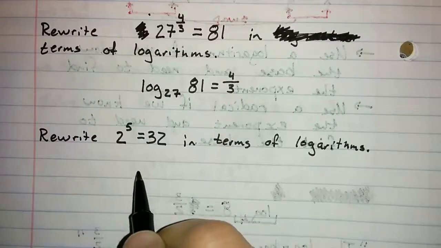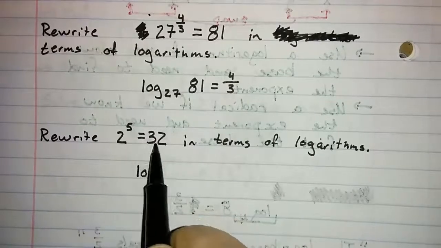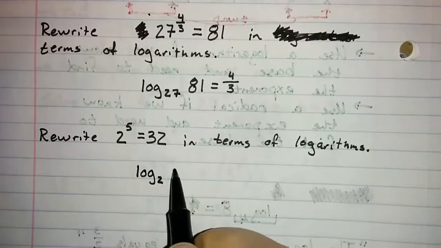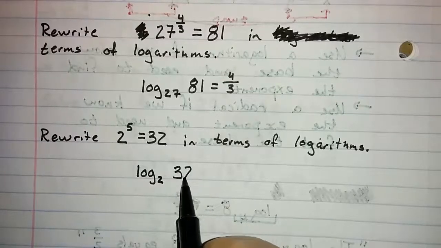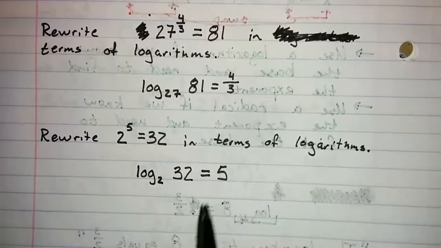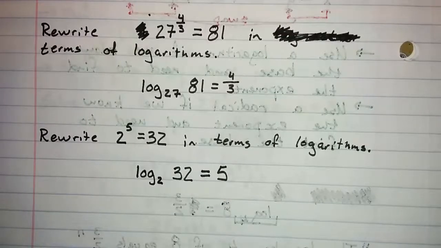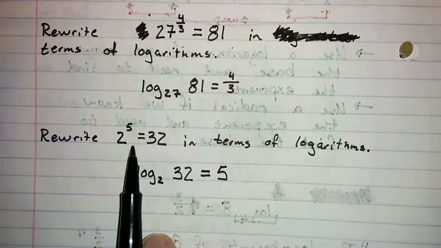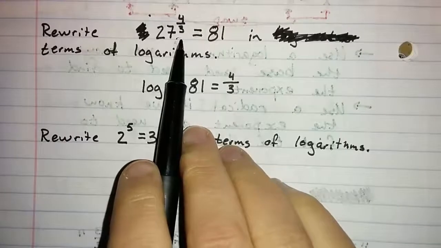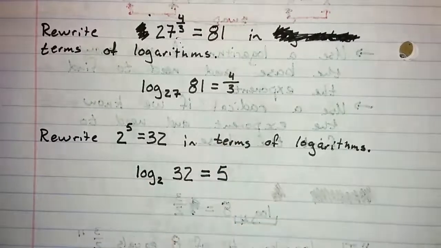Alright, so again, the base stays the same. 5 and 32 switch places. So 5 is the exponent, 32 is the argument of the log, and I claim that that equals 5. Notice, since this sentence is true, this sentence is also true. Since this sentence is true, this sentence is also true.